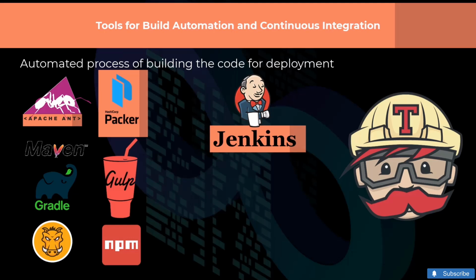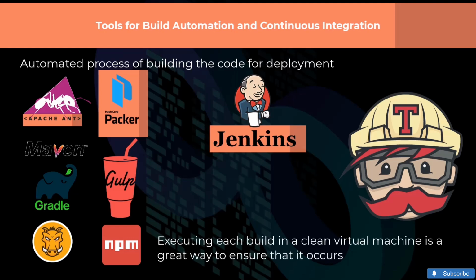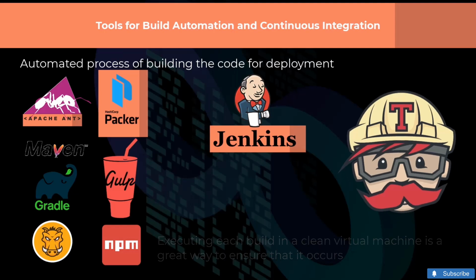And that can be very important because you do not want multiple builds running on the same continuous integration server to affect one another. As much as possible, you want your builds to be clean. You want them not to be affected by anything else. You want them to be consistent and they should be happening the same way every time. And executing each build in a clean virtual machine is a great way to ensure that it occurs.